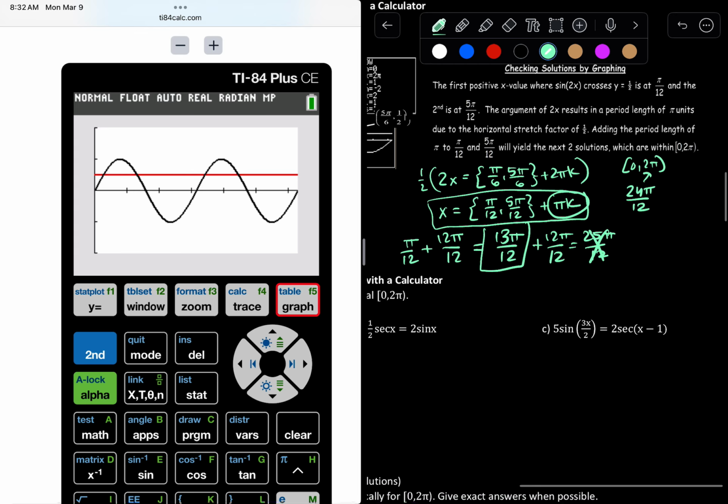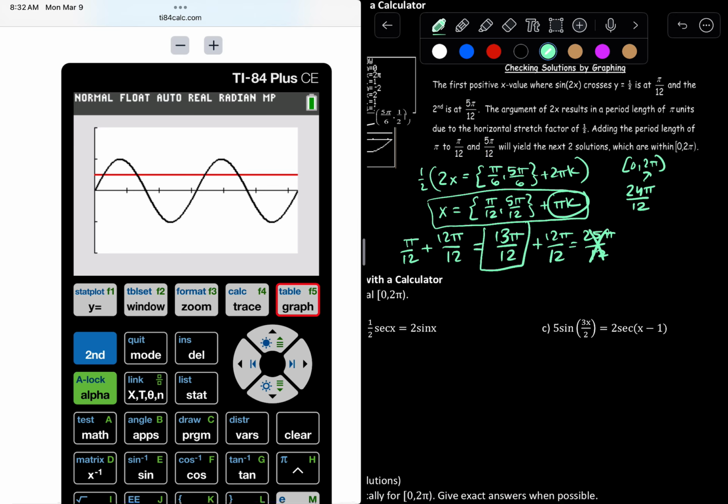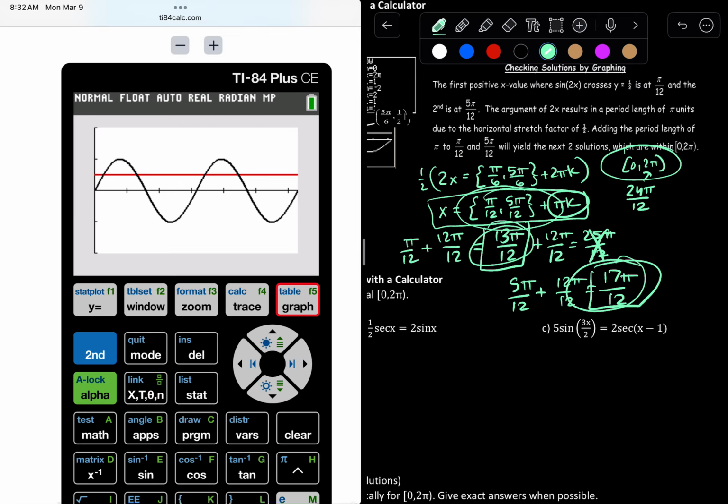So once I finish with the first solution set, I move on to the second, which is 5 pi over 12. And I will apply the same algebraic manipulation that I did for the first one. So I end up with 5 pi over 12 plus 12 pi over 12, and I end up with 17 pi over 12. So even though I'm dealing with standard angles on the unit circle, the calculator will help because I have 4 solutions and I see 4 intersections in the calculator. Therefore, I know that these 4 would be my solutions if the domain restriction was 0 to 2 pi.